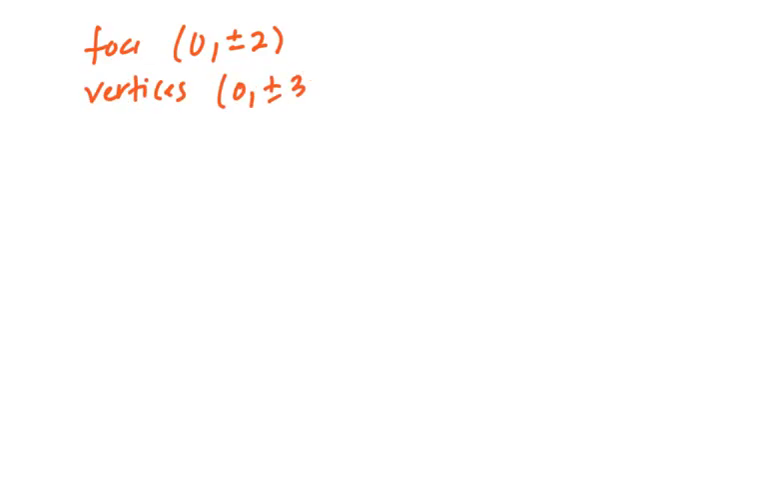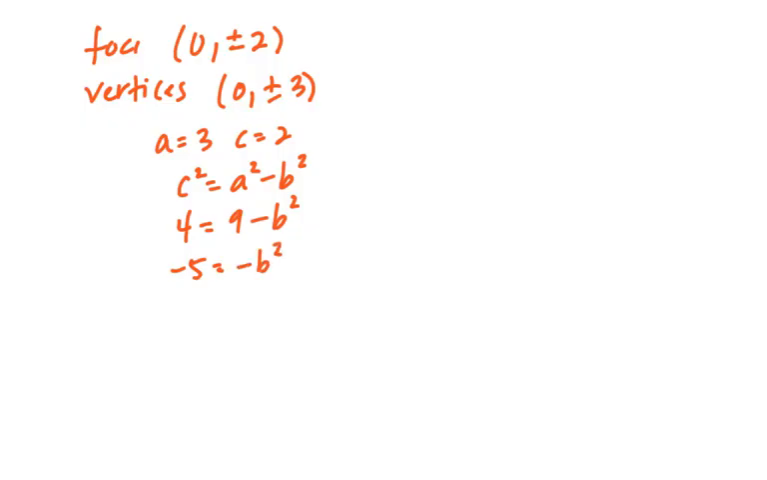So a similar one: it's an ellipse, and the foci are (0, plus and minus 2), and the vertices are (0, plus and minus 3). That tells me right away that a equals 3 and c equals 2. So we can find b because c squared equals a squared minus b squared. So 4 equals 9 minus b squared. Negative 5 equals negative b squared. So the square root of 5 equals b.